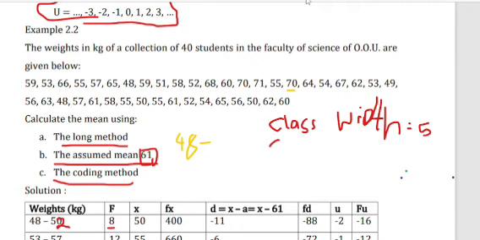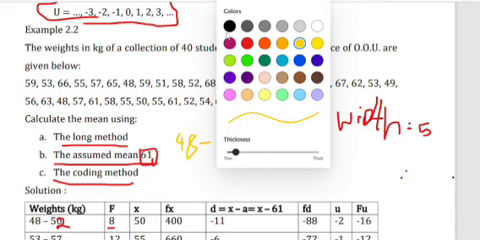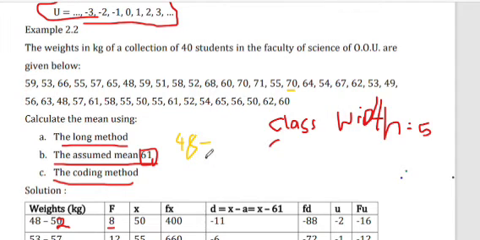I think I should change this to black color. I stopped at 52. Okay, so 48 to 52. The next number is going to be from 53. Again, from 53, start to count: 53, 54, 55, 56, 57. That is 5 numbers.